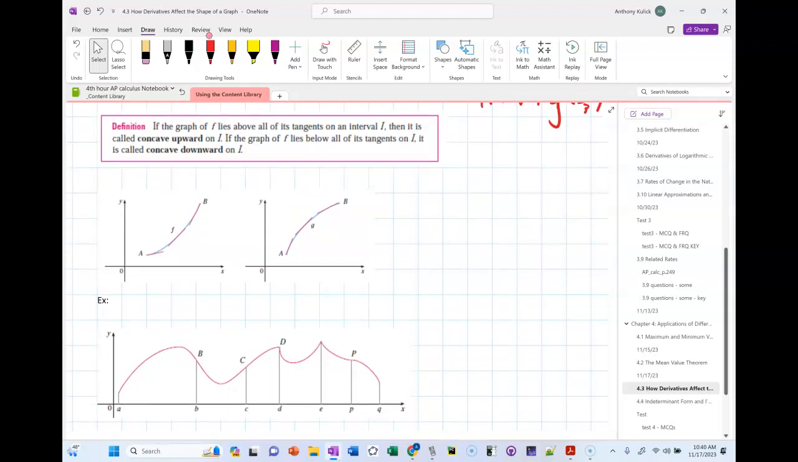So now we're going to look at what the second derivative can tell us about f. Before we do that, we're going to start with the definition. So we're going to talk about concave up and concave down. We say if all the tangents for a graph on some interval are below the graph, then that means the graph is concave up.